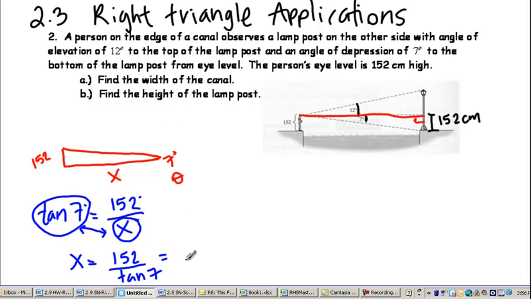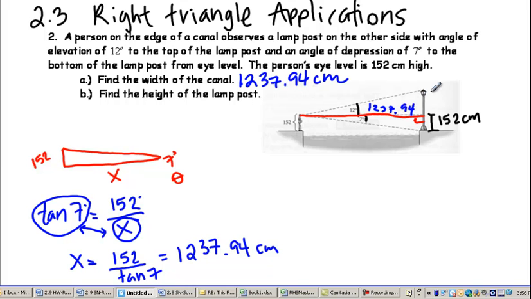You get x is equal to 1,237.94. And we're going to assume it's in centimeters. Okay, so now we got 1,237.94. Okay? So we found A. The width of the canal is, what we just wrote down, 1,237.94 centimeters. Okay? Now they want us to find the height of the lamppost.